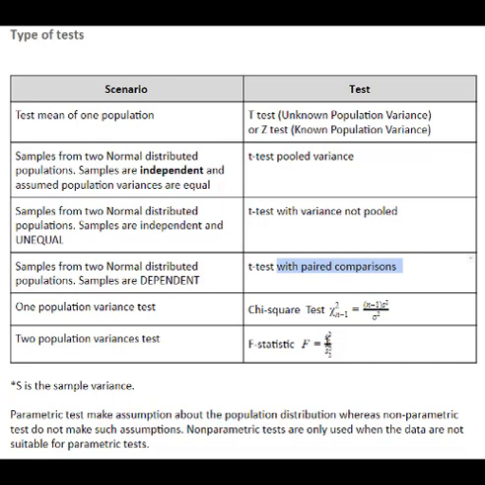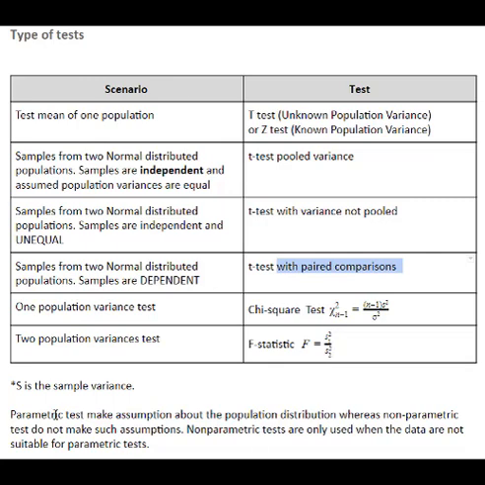As you see in the formula, S1 squared is the numerator, which is the sample variance from the first population, and S2 squared is the sample variance from the second population. We can look up these values, and in the numerator we should put the sample which has the higher sample variance.